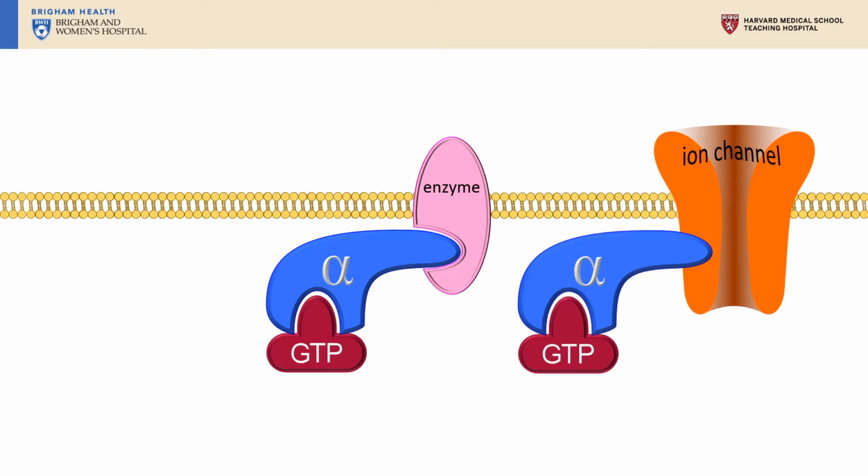Any receptor that acts through a signal transduction pathway like this is called a metabotropic receptor. This is in contrast to receptors that directly affect ion channels, aptly called ionotropic.